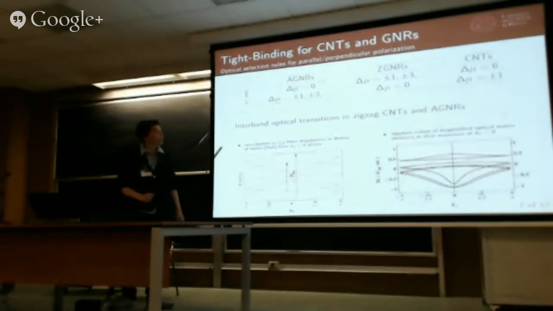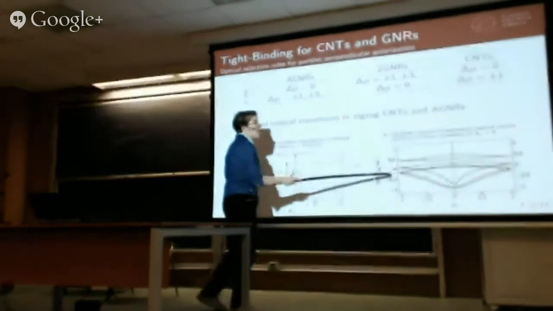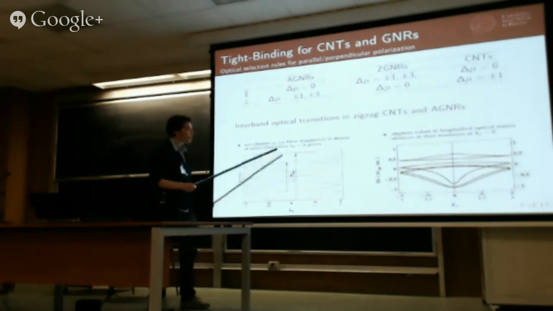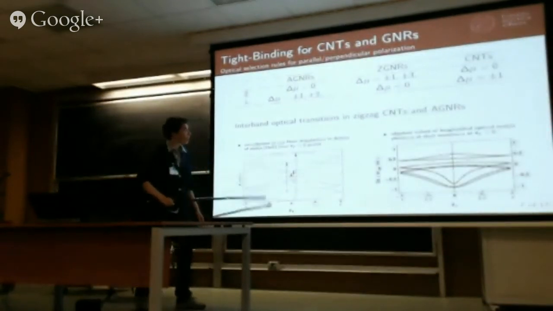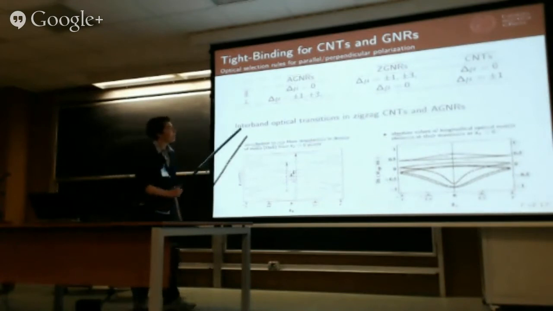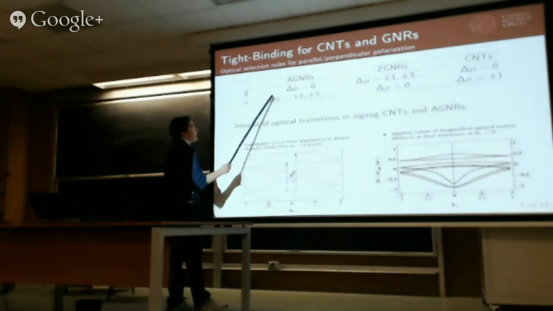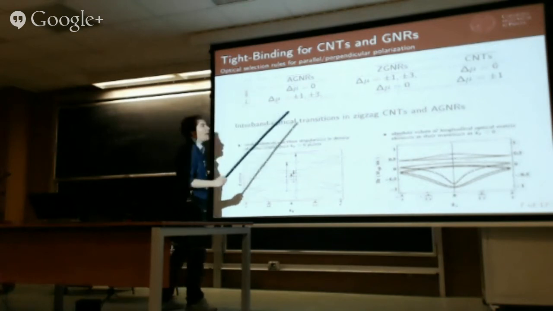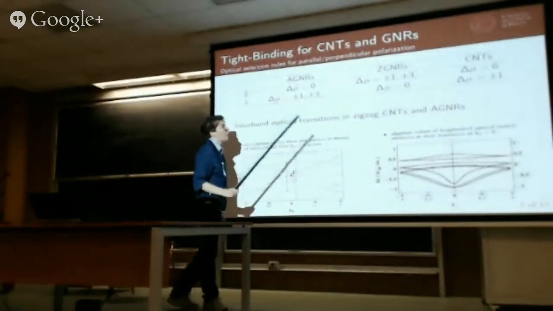Within tight binding methods, it's also possible to obtain predictions related to the dispersion relation of optical matrix elements and optical selection rules for vertical interband transitions in both carbon nanotubes and graphene nanoribbons. In particular, you can see that the optical selection rule of armchair graphene nanoribbons for both light polarization parallel or perpendicular to the main axis of the system is clearly reminiscent of the optical selection rule known for carbon nanotubes.